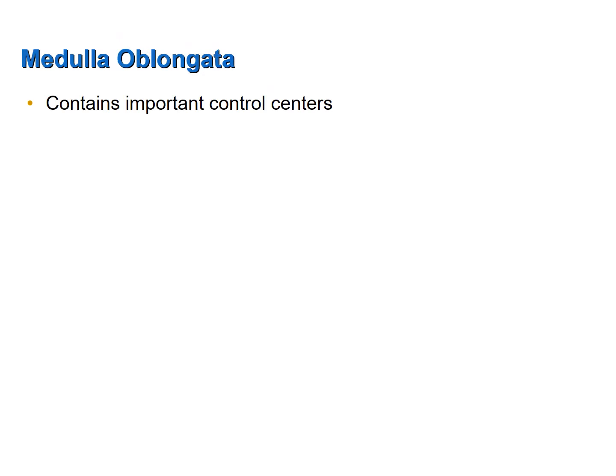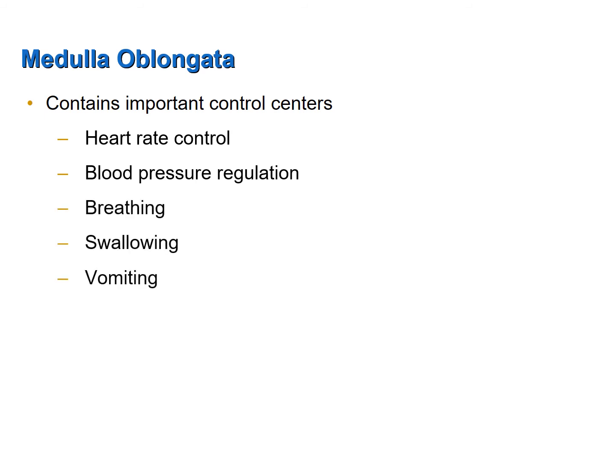The medulla oblongata also contains some very important control centers. The control centers for heart rate and blood pressure regulation are found in the medulla oblongata. A portion of breathing control is also found in the medulla oblongata. Breathing is controlled by the medulla oblongata in concert with the pons.